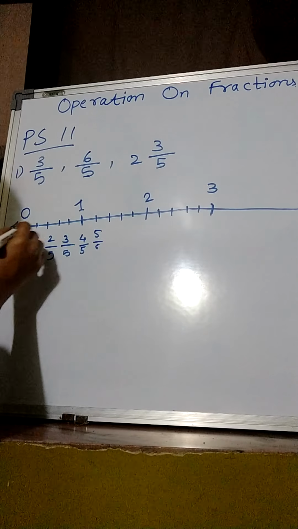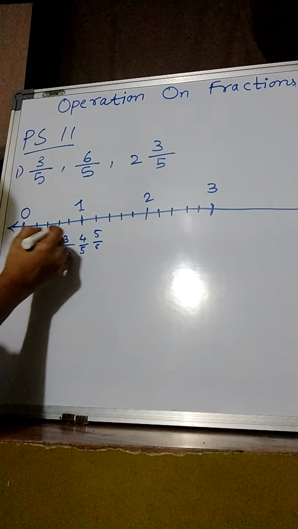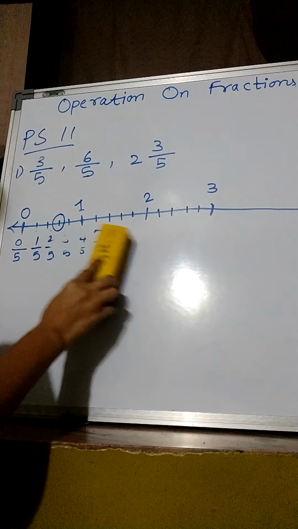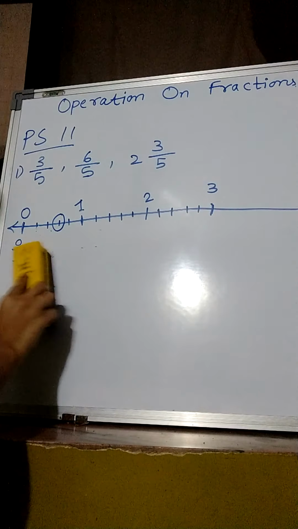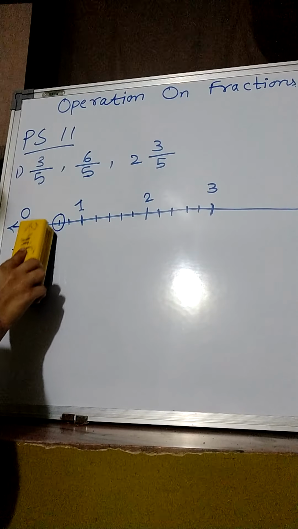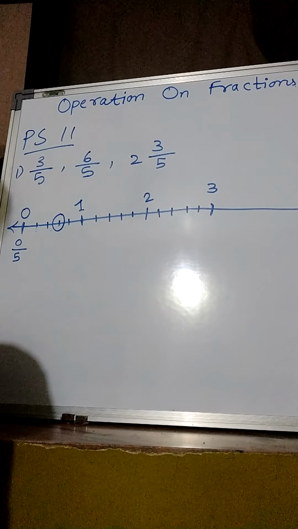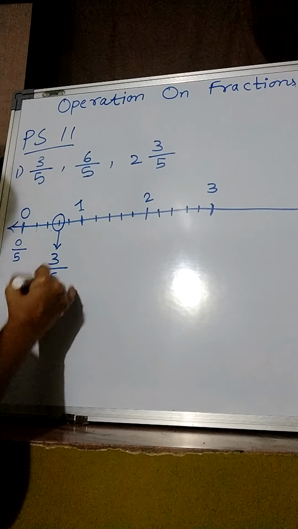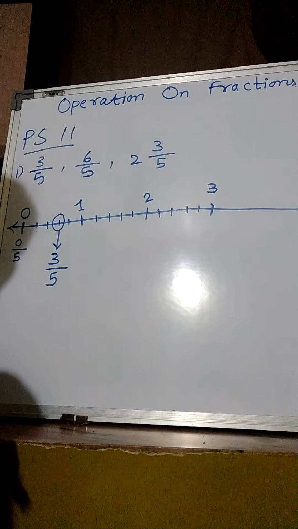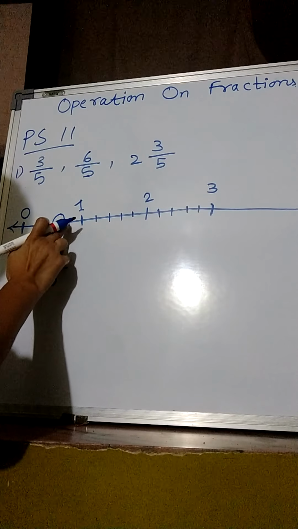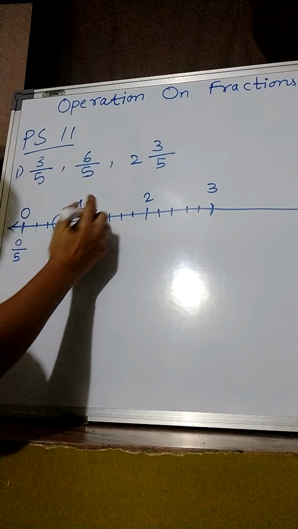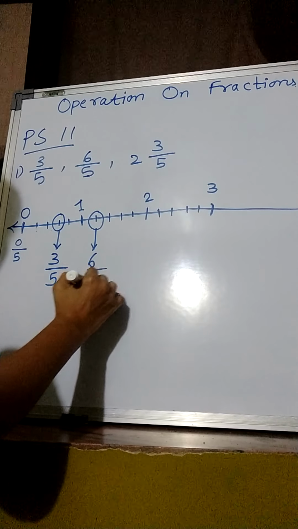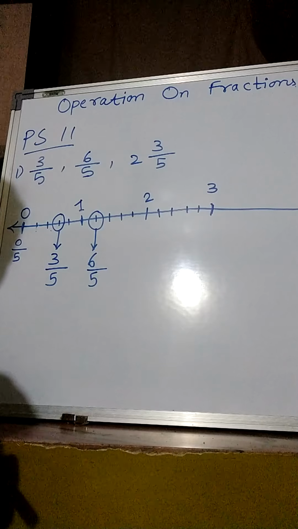3 upon 5. Where will 3 upon 5 come? 1, 2, 3. So mark the remaining part, and write here 3 upon 5. Next 6 upon 5. Now see here 3, then 4, 5, here 6 upon 5.